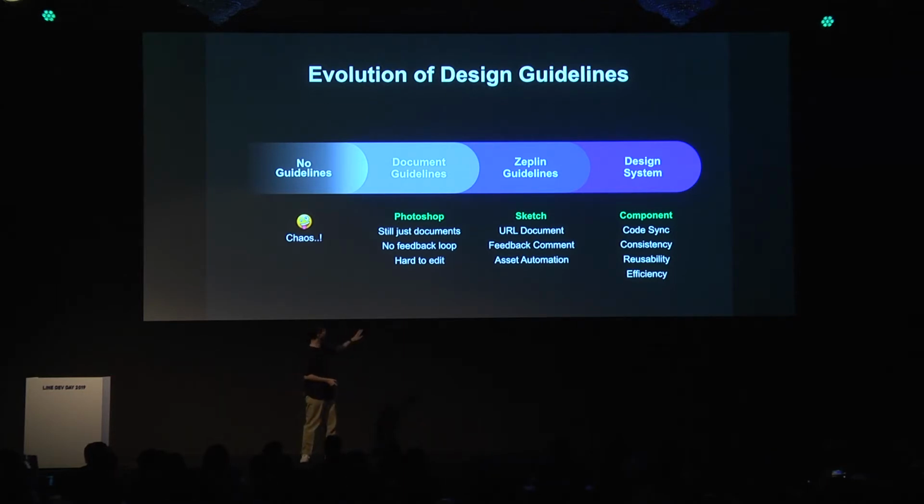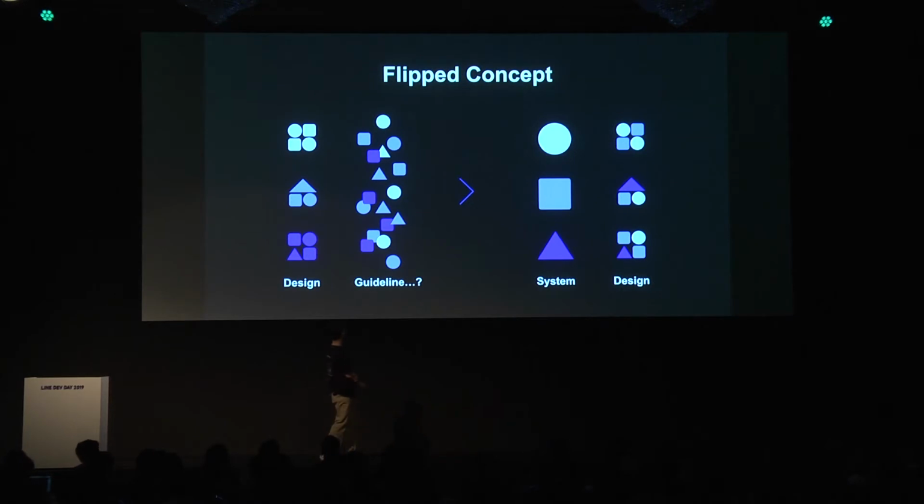The third phase is Zeppelin guidelines. I'm quite sure that most of us are in this phase. Thanks to the integration between Zeppelin and Sketch, now we can export to Zeppelin just by clicking one button. So now we are looking at design system. The big difference is that now we will make new designs from prepared components. Some of them might be implemented in code already. Yes, so I can say that actually it is a flipped concept.